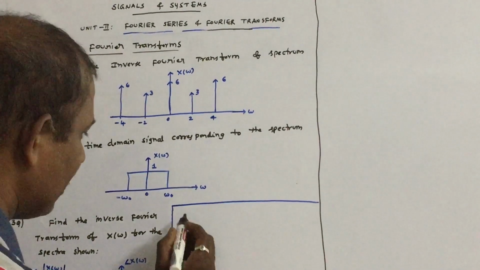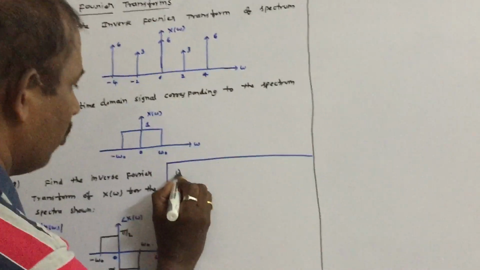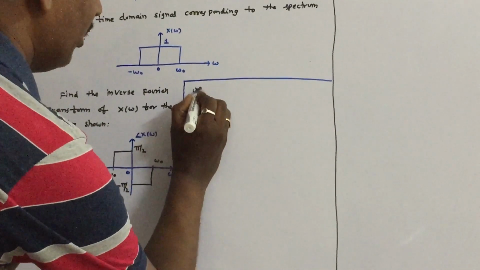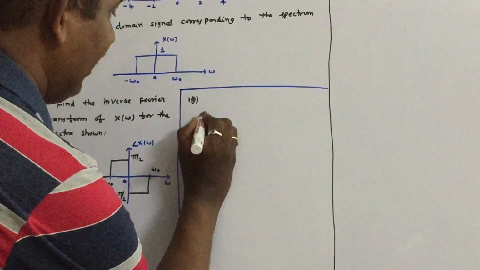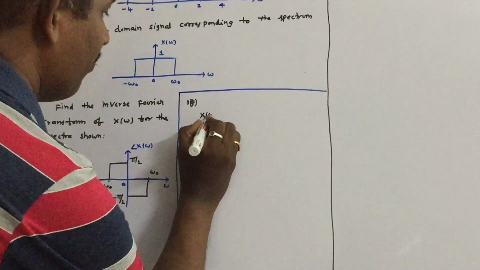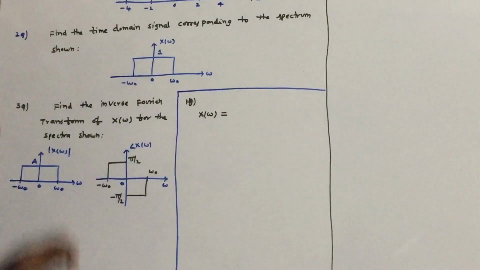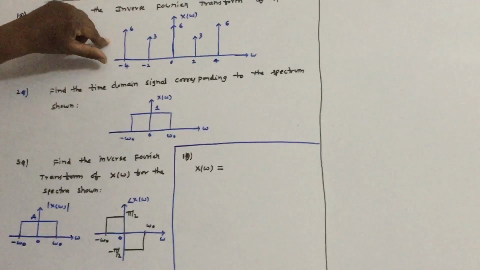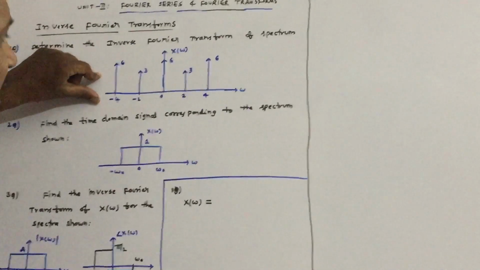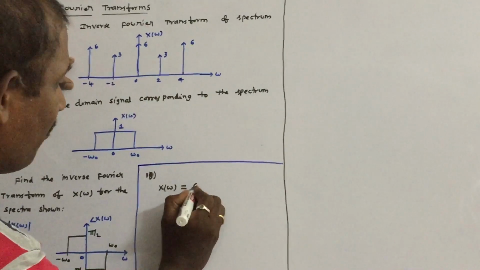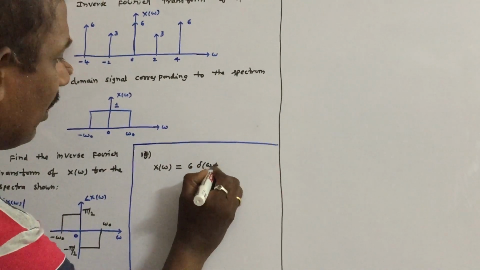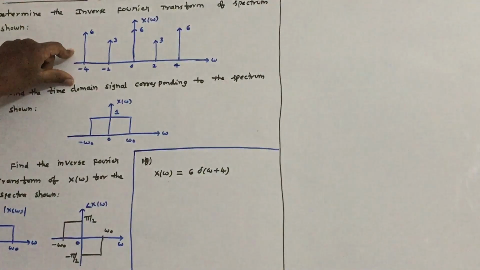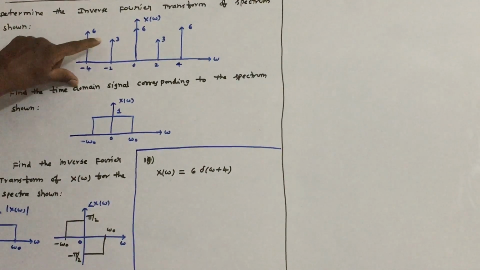So very simple. First let us see the first question answer. So the first question answer: just write X of omega in terms of impulses. So first, where does this impulse exist? This impulse exists at omega equal to -4. So therefore, how to write? Its amplitude is 6. So we have to write like this: 6 del of omega plus 4. That means this impulse exists at omega equal to -4.